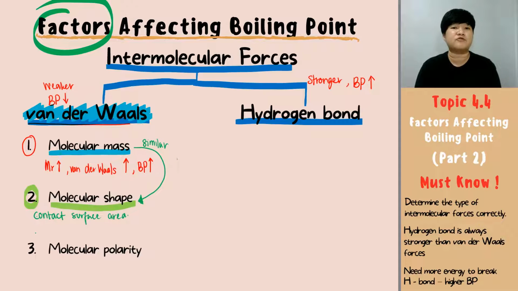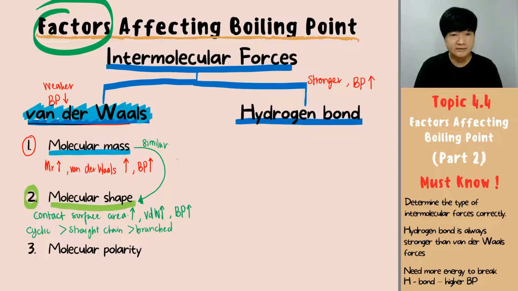Okay, and we have three different shapes that we are going to look at, which is cyclic, that will have the highest contact surface area compared to your straight chain. And last but not least, your branched molecule will have the lowest contact surface area. And the higher the contact surface area, the stronger the van der Waals forces. And when the van der Waals forces are stronger, boiling point is automatically highest because more energy is needed to overcome the strong van der Waals forces.